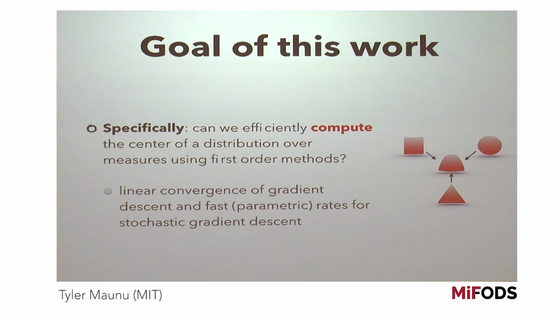So the goal of this work, the overarching goal of what I want to talk about, is: can we actually efficiently compute the center of a distribution over measures using first-order methods, meaning gradient methods? This is really a talk about giving computational rates to algorithms for computing averages on the Wasserstein space. And specifically, when I talk about efficient methods, what I want to prove, as somewhat an optimization person, is something like linear convergence of gradient descent, or a fast or parametric rate for stochastic gradient descent, meaning a 1 over n sort of rate.